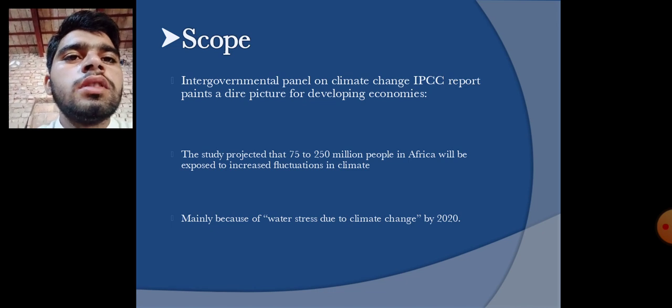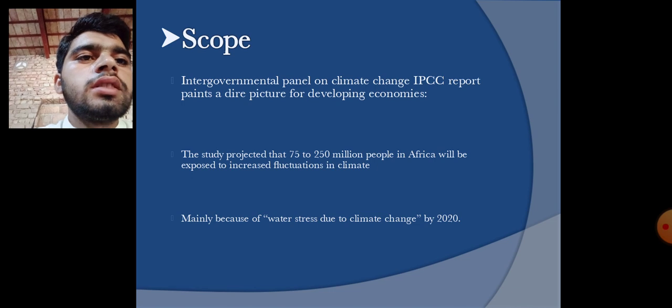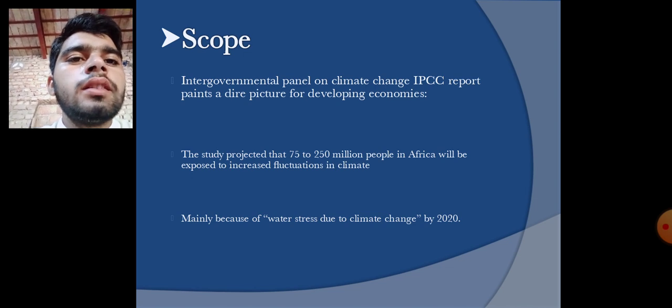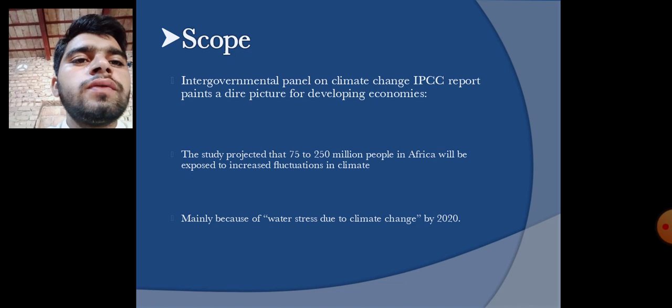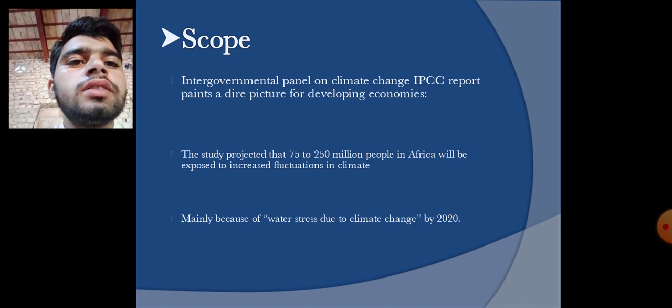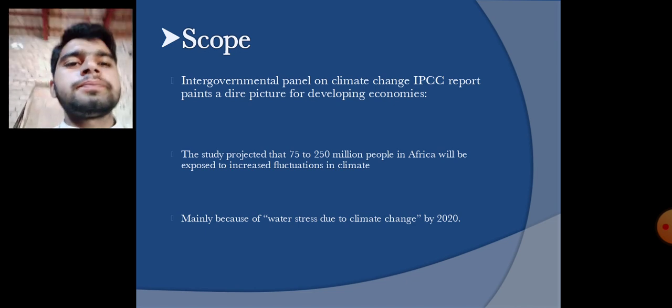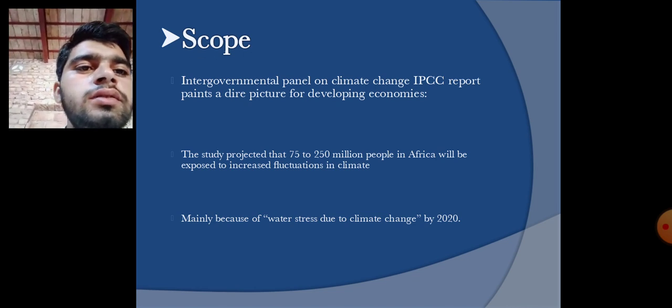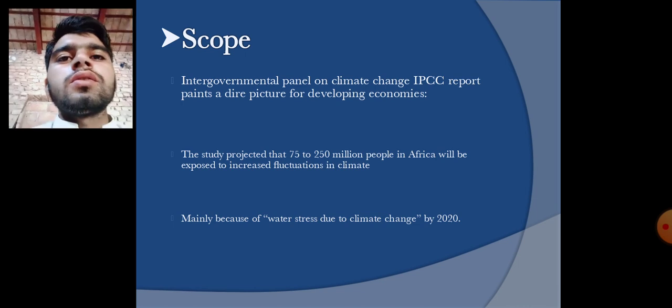Scope: the Intergovernmental Panel on Climate Change (IPCC) report paints a dire picture for developing economies. The study projected that 70 to 250 million people in Africa will be exposed to increased water stress, mainly because of climate change, by 2020.